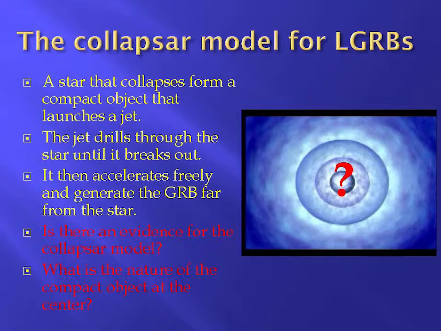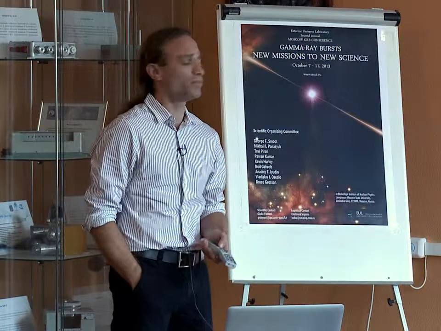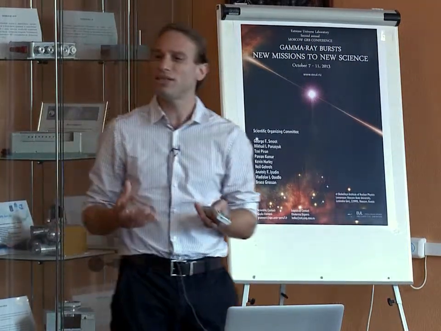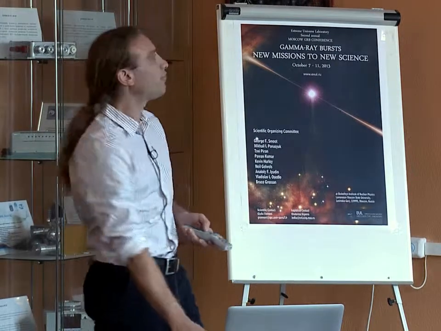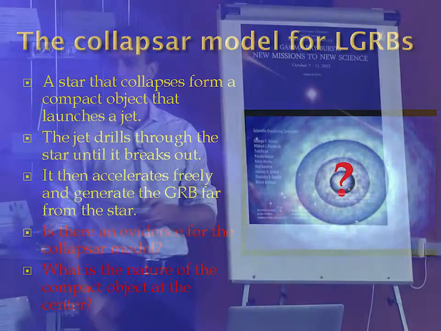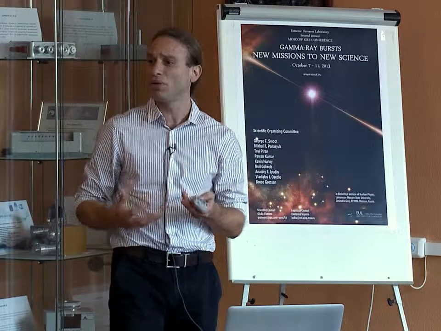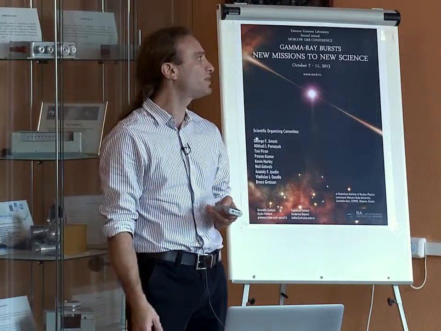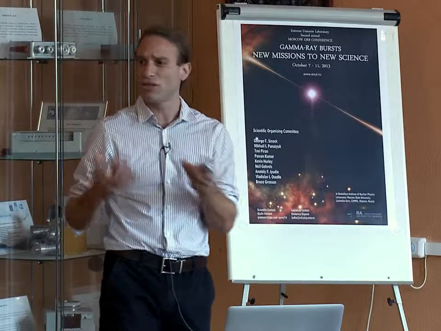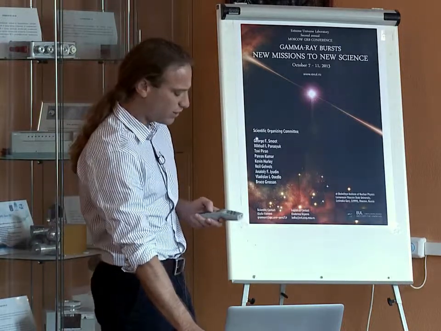Now, I will address two questions that relate to this model. First of all, is there evidence for the collapsar model? Meaning, is there evidence that we actually have a relativistic jet that breaks out of a star? And the second question is that the collapsar model doesn't really specify the nature of the compact object that lies in the center of the star. I'm going to address the question, can we have any indication of what type of object we have there?